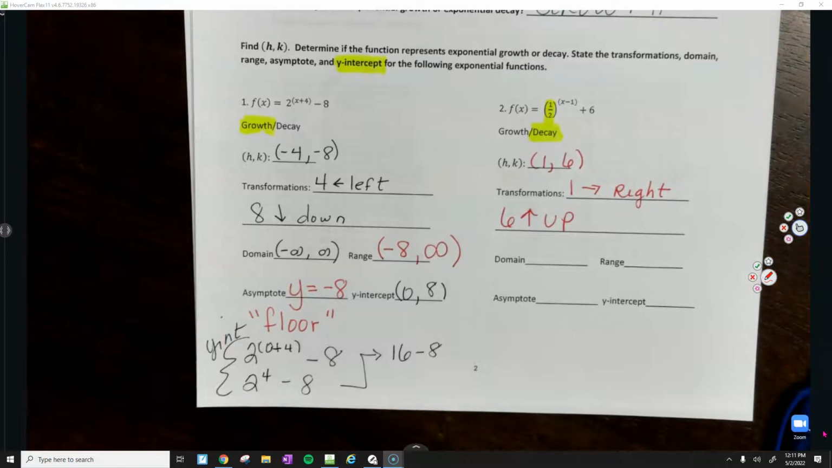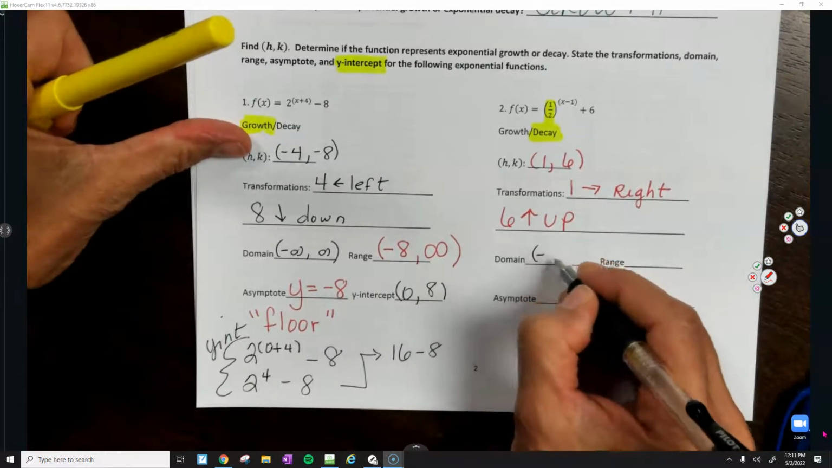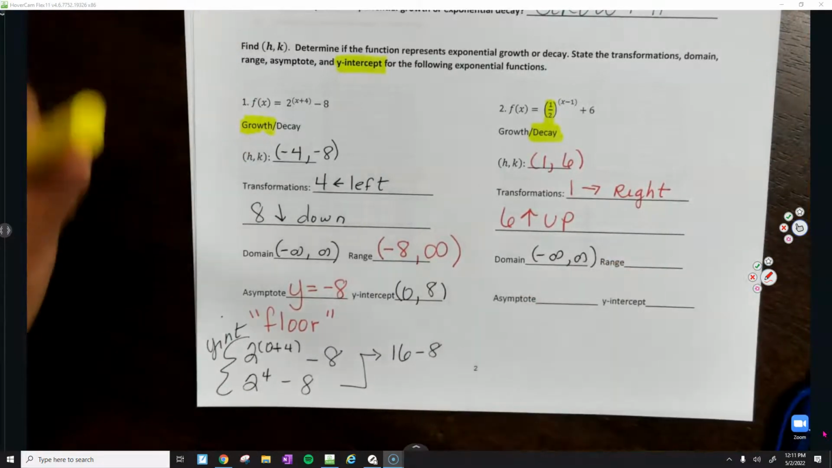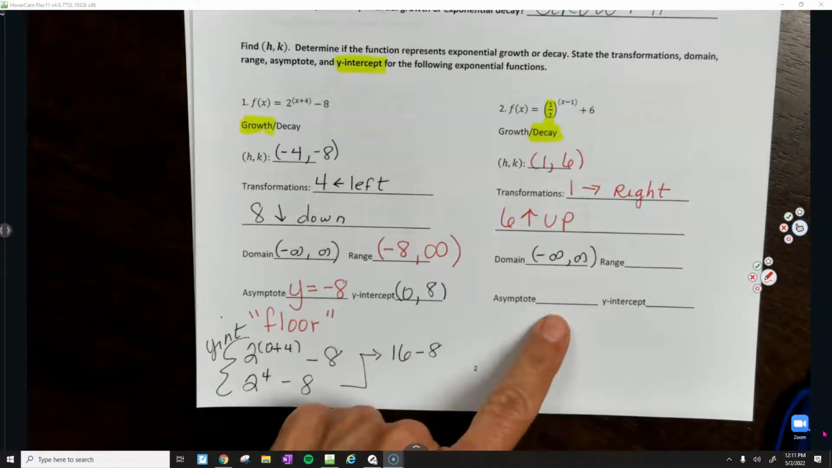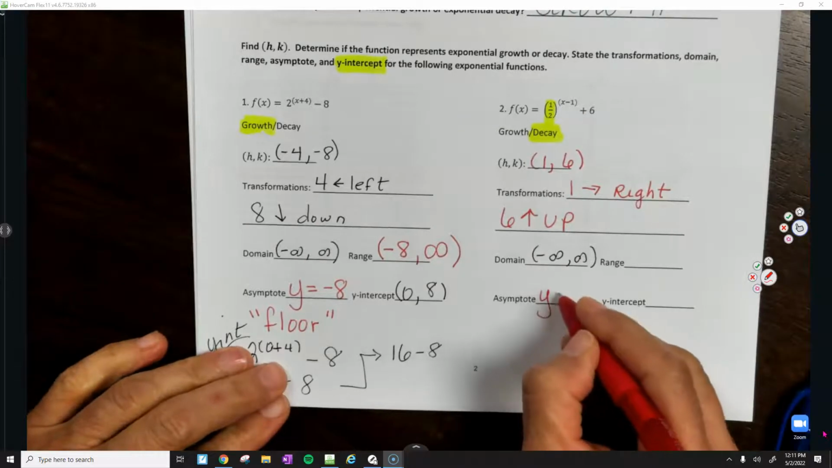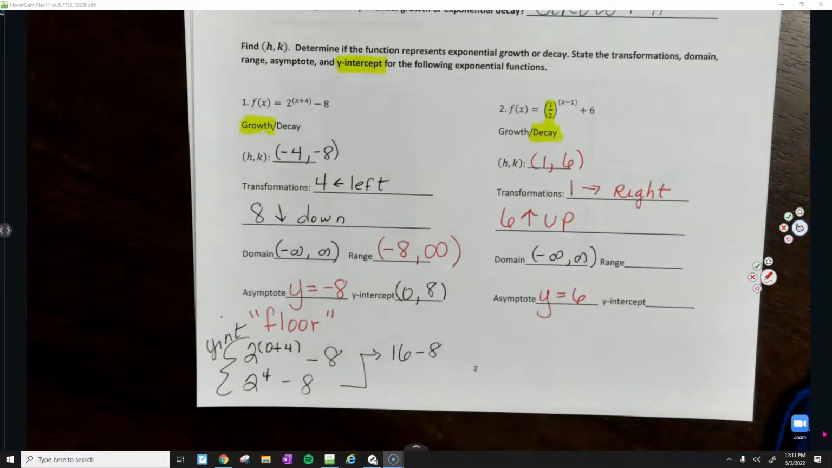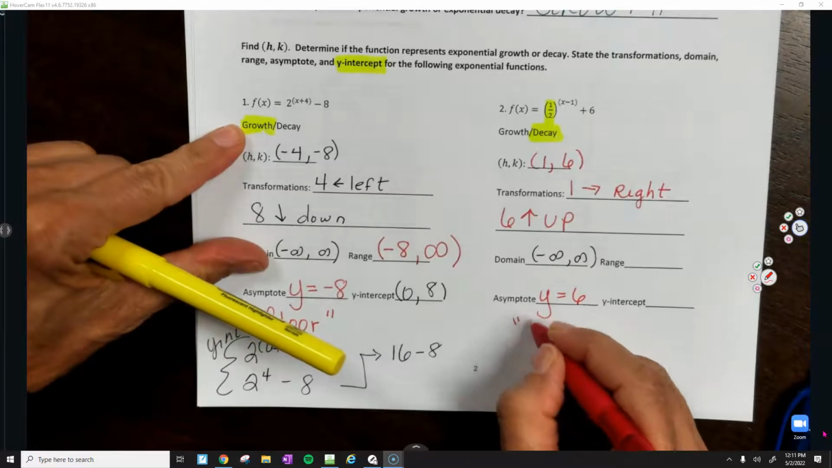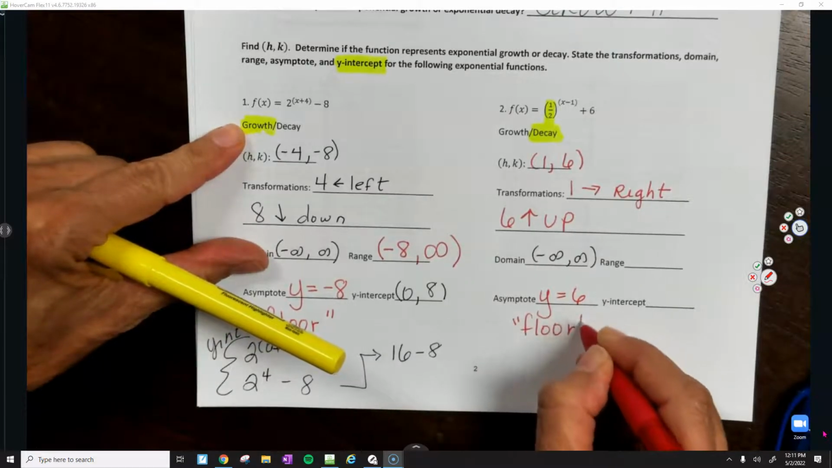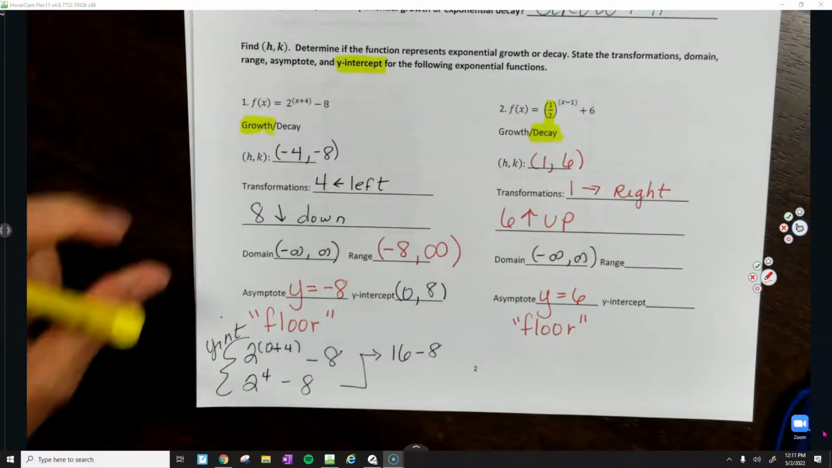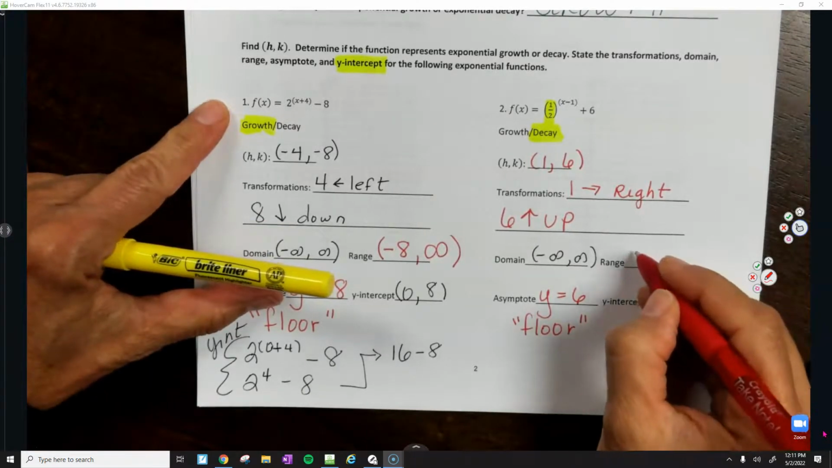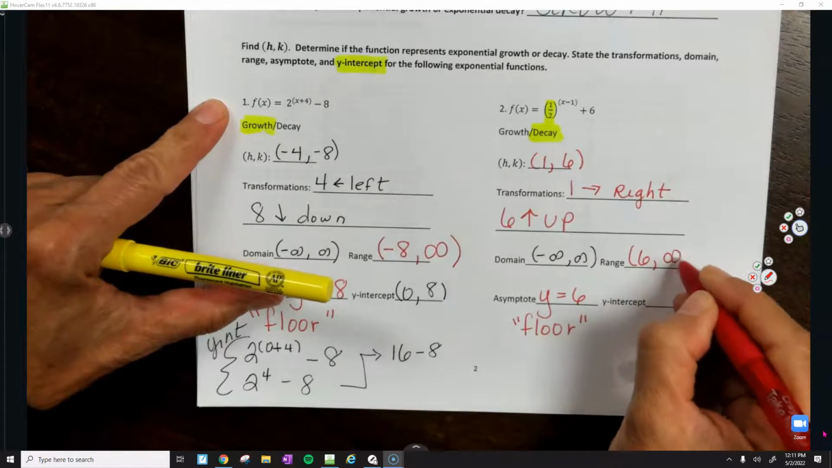Guys, your domain is always negative to positive infinity. Your range is going to be based on your asymptote. So remember, your asymptote is y equals k, so y equals 6. And again, this is going to behave like a floor because I do not have a vertical reflection. So I know that my range is going to start at 6, but it's going to go up forever.